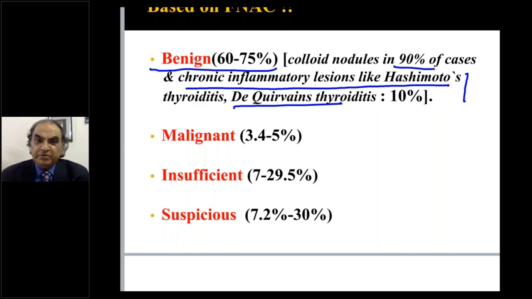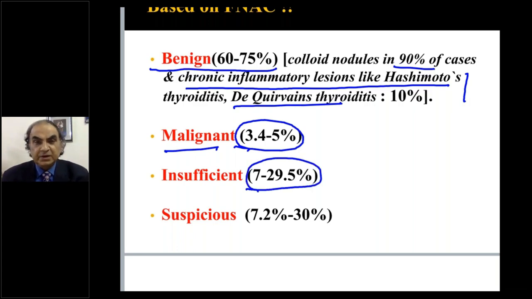So if you get a report of colloid, don't be surprised. It's the most common one in a benign nodule, and about 3.5 to 5% are malignant. And insufficient means, as you will see in Bethesda, that we don't have enough material to report on, which would mean you repeat it. If it comes out insufficient twice and maybe thrice, then we go for hemithyroidectomy, which is a minimum biopsy. And say about 7 to 30% are suspicious. So this is just roughly the figure for each one.